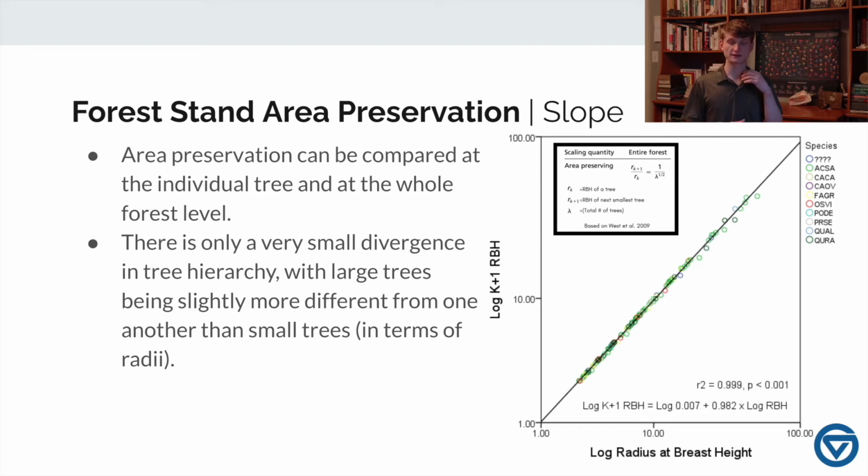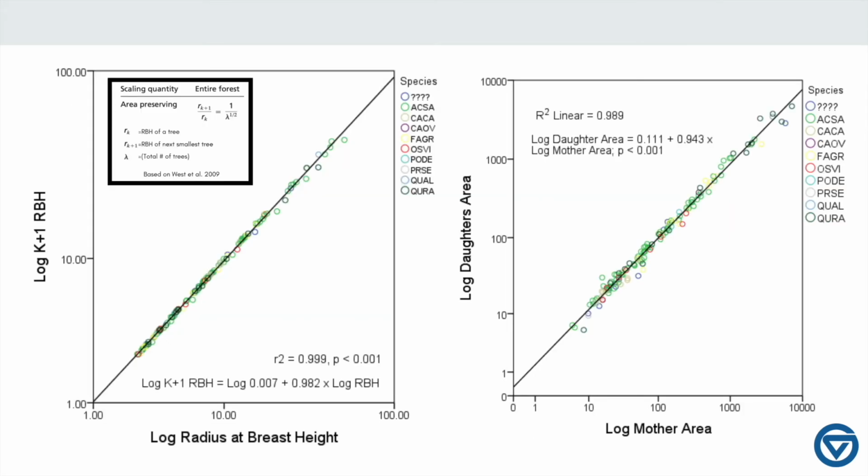Now this is taking that graph that I just showed you and putting it up on the left, same graph. And then on the right, we have a comparison of individual trees in the plot, very similar to Murray's Law, but even simpler. It's just looking at the log mother area on the x-axis versus the log daughters area on the y-axis. And those charts look very similar. And that's because they have some similar components, even though the one on the left is looking at the entire plot and treating it as one whole, and the chart on the right is looking at each individual tree and treating it as an individual.